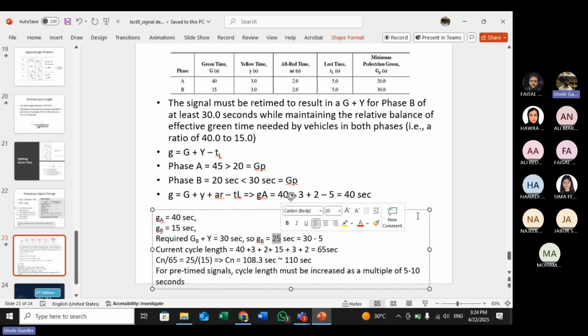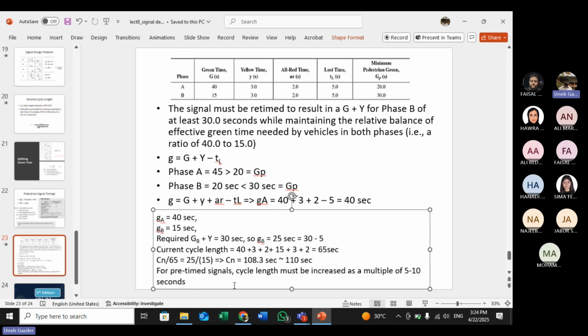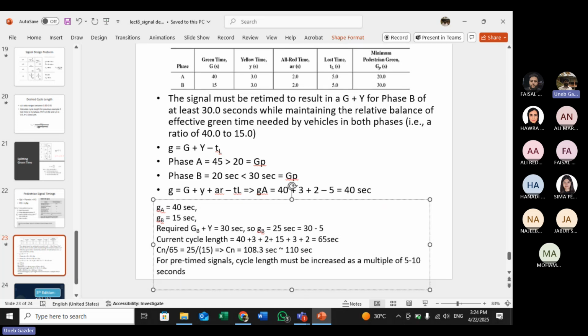So now I need to recalculate the time for phase A, the new time for phase A. What we will do is, again, it should be in the same ratio. So the old time of phase, again I will use a ratio approach. G A dash, the new green time of A, divided by the old green time of A.